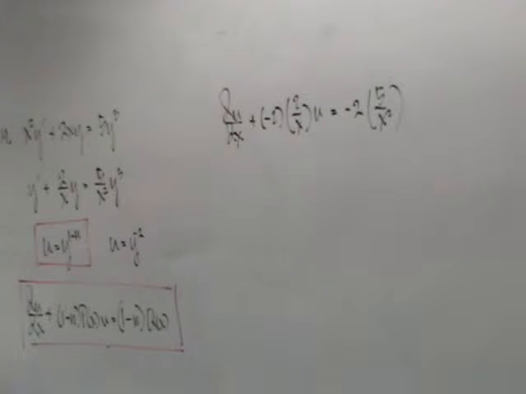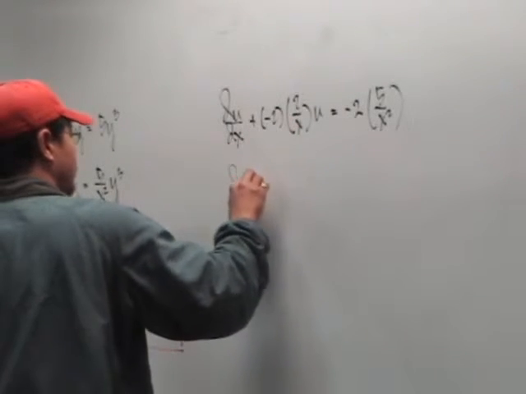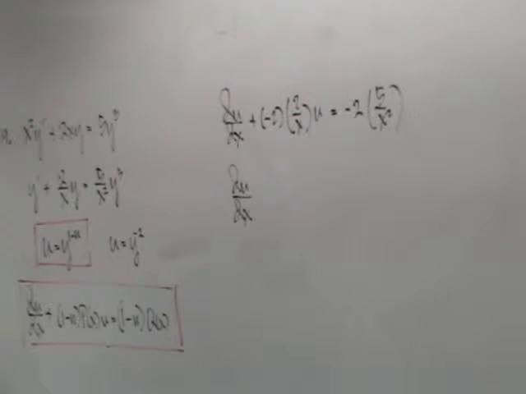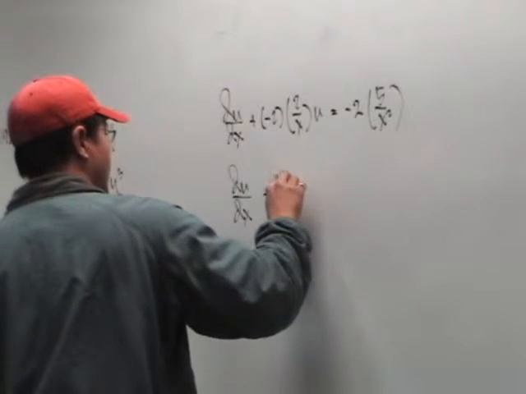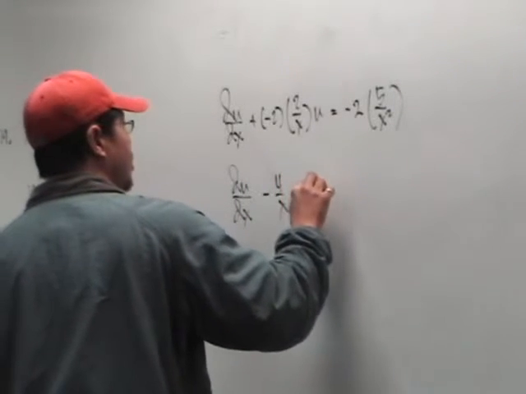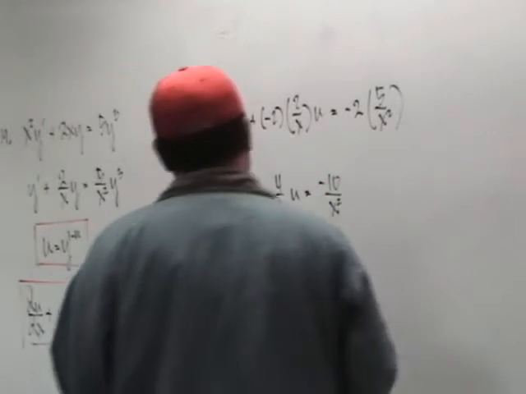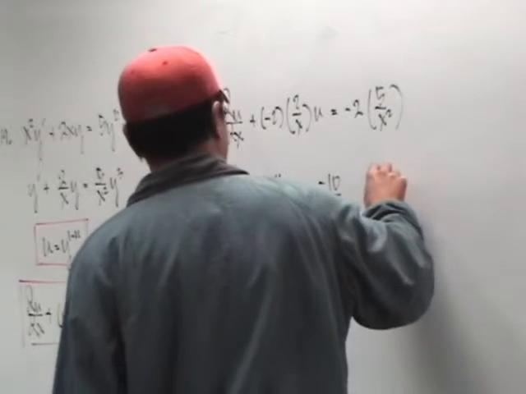So that's your equation. Let me just multiply that out a little bit and simplify. And yes, this u came from the equation, this changes into this. So du/dx minus 4 over x, that's your p of x, times u, equal to negative 10 over x squared. So now once you make that change, this becomes linear.